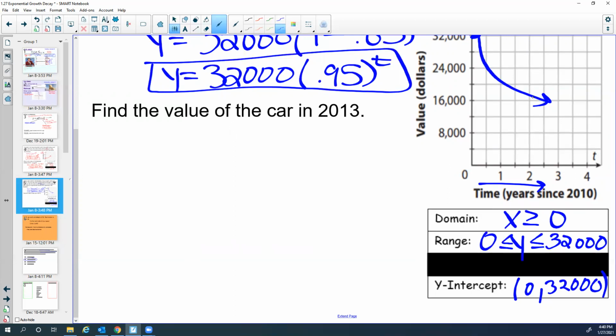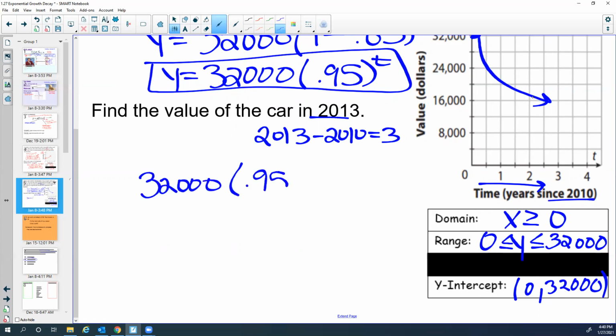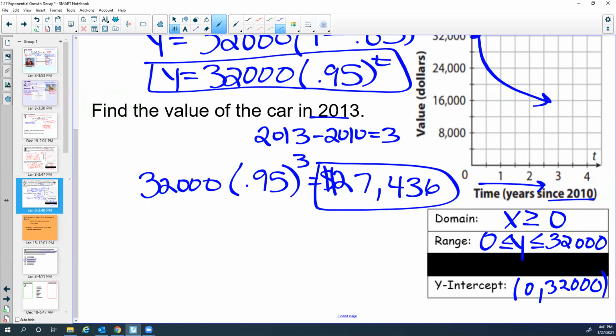Next, find the value of the car in 2013. Well, originally we were in 2010, we went to 2013. 2013 minus 2010 equals 3. So that is my time, 3 years. 32,000 times 0.95 to the third power. Again, find out what that equals by typing it in your calculator. Hopefully you got 27,436. And that's it.